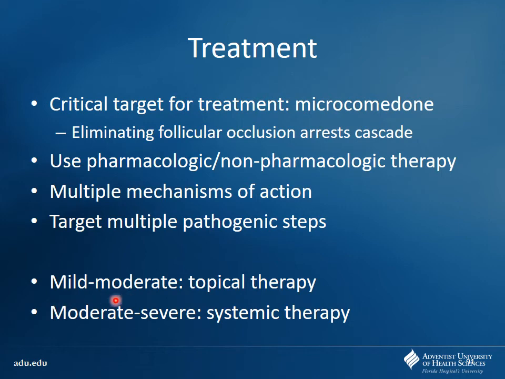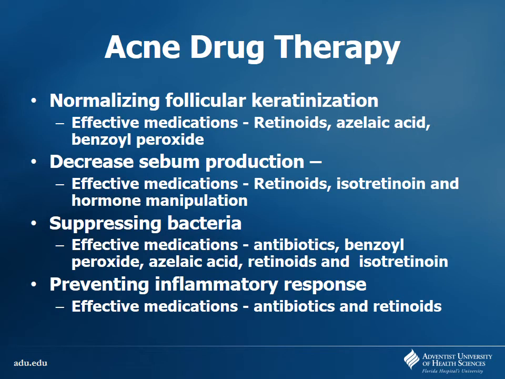Typically what you find is that early on with mild to moderate disease, you're going to use more topical drugs, and then with more moderate to severe disease or more diffuse disease, the larger the body area you're covering, the more likely you are to use systemic therapy. So the ways that we can affect these different pathologic steps, you'll see here, and we'll talk about these in more detail when we get to the individual drugs.